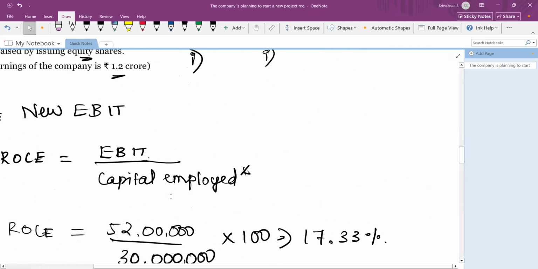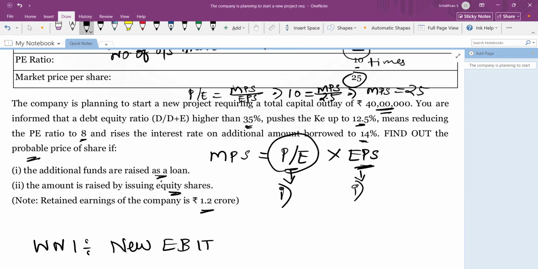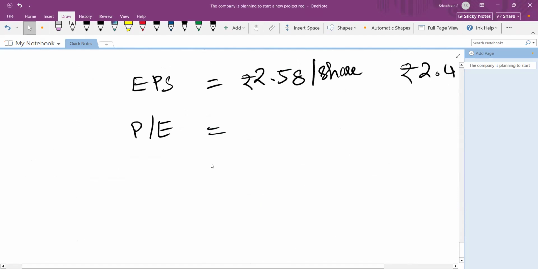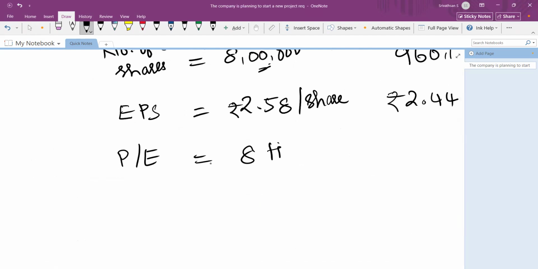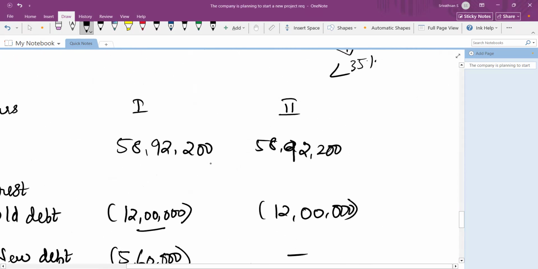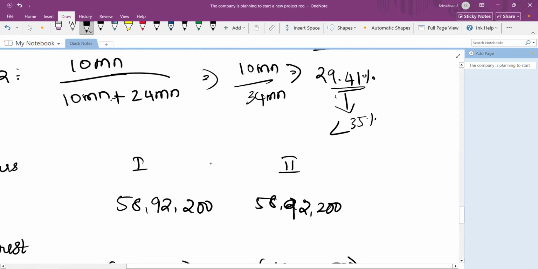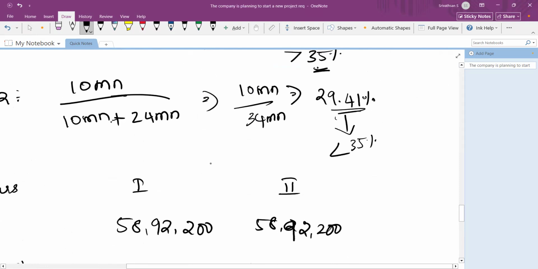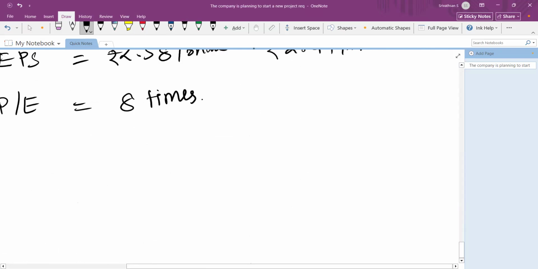Why? Because it is mentioned in the question. If the debt by debt plus equity ratio is greater than 35%, the P/E ratio of the company will come down to 8 times. So we have to take the P/E ratio under option 1 as 8 times. Similarly, the P/E ratio under option 2. Under option 2, the company has raised additional capital in the form of equity. What is the debt by debt plus equity ratio? It is 29.41%. Is it greater than 35% or less than 35%? It is less than 35%. If it is less than 35%, will the P/E ratio remain at 10 times or decrease to 8 times? It will remain at 10 times itself.